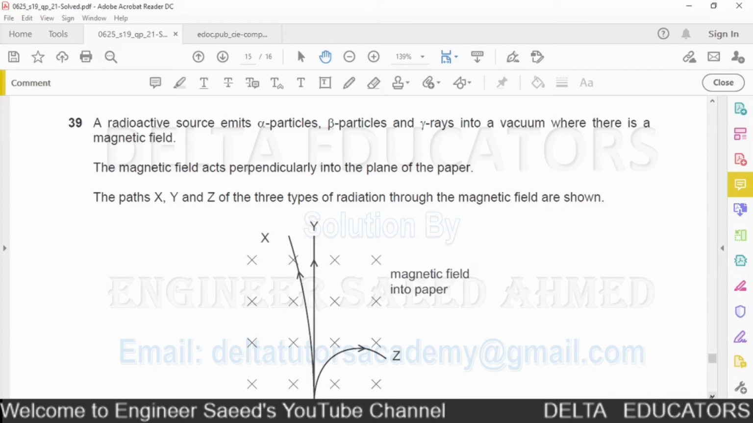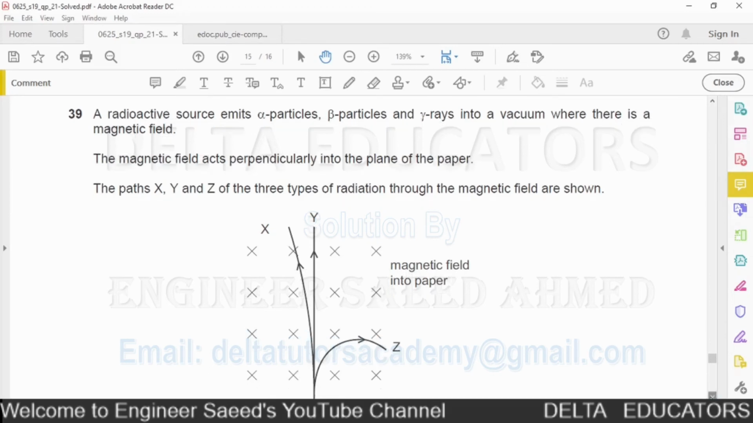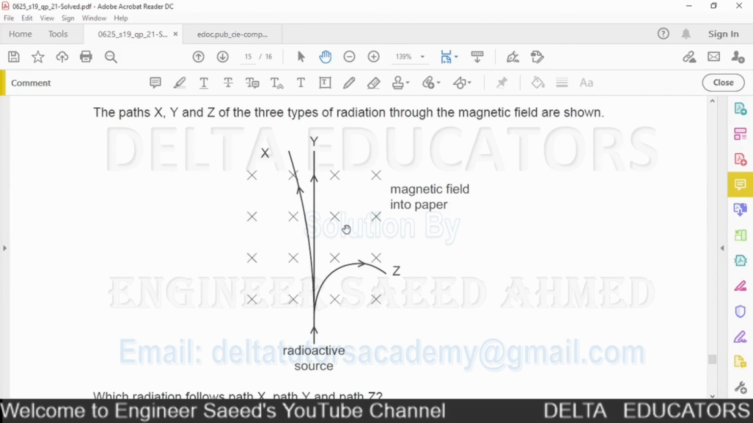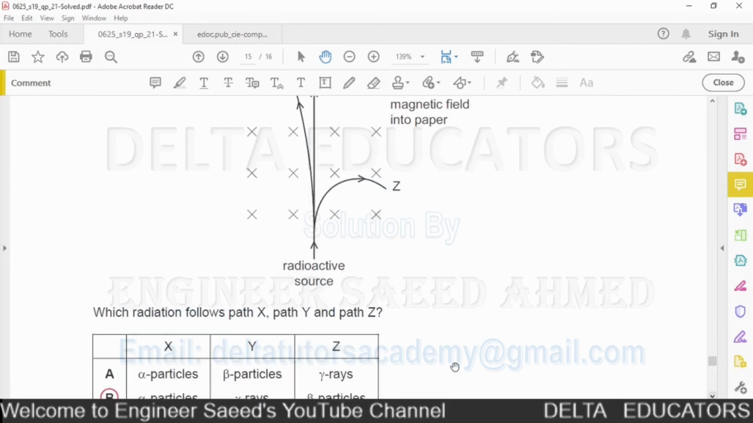Question number 39. A radioactive source emits alpha particles, beta particles and gamma rays into a vacuum where there is a magnetic field. The magnetic field acts perpendicularly into the plane of the paper. The paths X, Y and Z of the three types of radiation through the magnetic field are shown. Here this cross shows the magnetic lines of force that are moving into the paper, and these lines are the radiations. Which radiation follows path X, path Y and path Z?